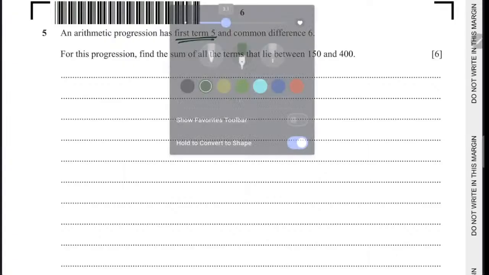So here you read it as first term 5. So what are you going to write? A is equal to 5. Well done. Now, common difference 6. So you write D is equal to 6. Can you see that? Good. Now for this progression, find the sum of all terms that lie between 150 and 400. This is a very interesting one.